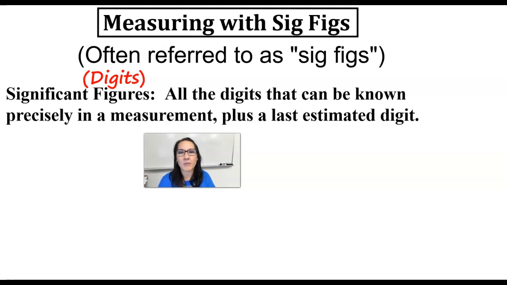We're going to learn about making measurements with significant figures. Significant figures, for short, is often referred to as sig figs, and significant digits and significant figures are the same thing. All the digits that can be known precisely in a measurement plus one last estimated digit are all going to be considered significant figures.